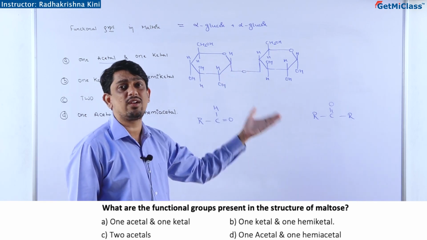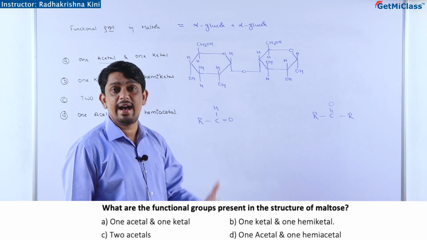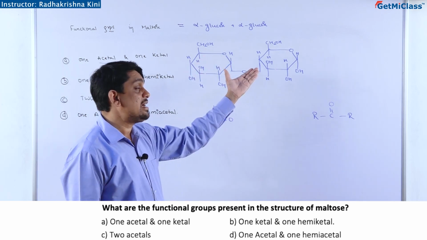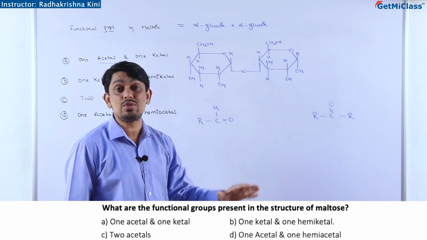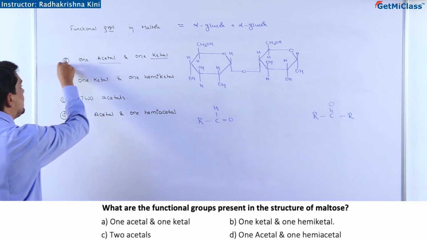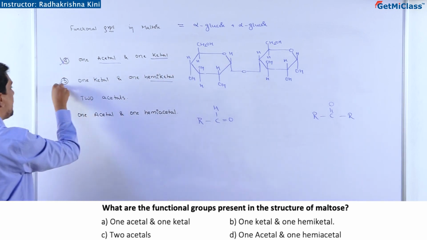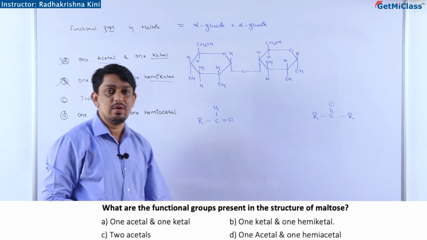The reason is that I know glucose is an aldose, right? It is aldehydic. So because it is aldehydic, there is scope for acetals and hemiacetals, but there is no scope for ketals. So wherever I am finding a ketal, I can just rule them out. So A and B got ruled out.